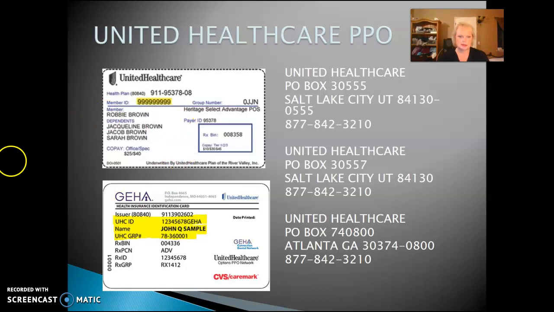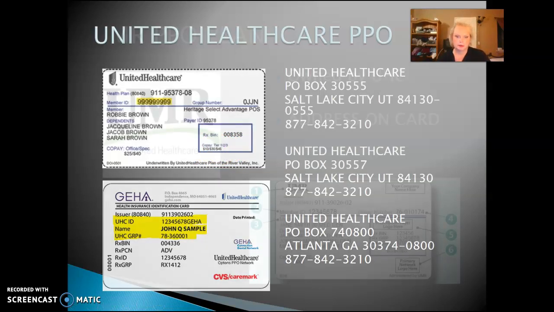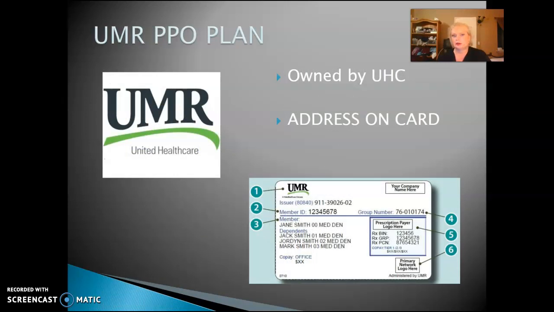So this one you can see that it's a family plan. Right here's the subscriber and the dependents on the plan. And they pay $25 for primary care, $40 to see a specialist. And here's their copays for prescriptions, depending upon the tier that they get. And again, United Healthcare owns UMR, so that's why I have them lumped together. That's what UMR cards look like.